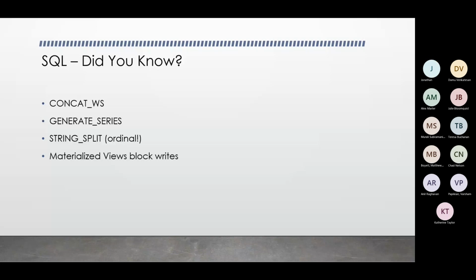STRING_SPLIT, introduced in 2016, but 2022 forward has an optional argument at the end to return the ordinal value. So you have the order in which that element appeared in your list. So useful. Yes. All the time. It's incredibly useful. Unfortunately, STRING_AGG still has no unique clause, so you still have to handle that on your own.